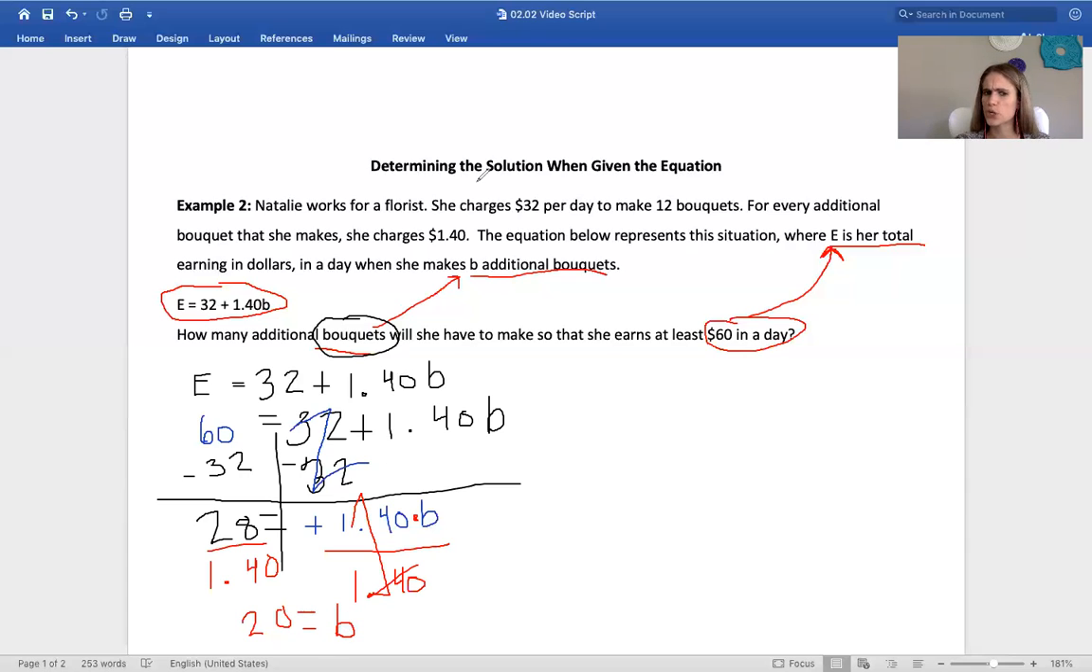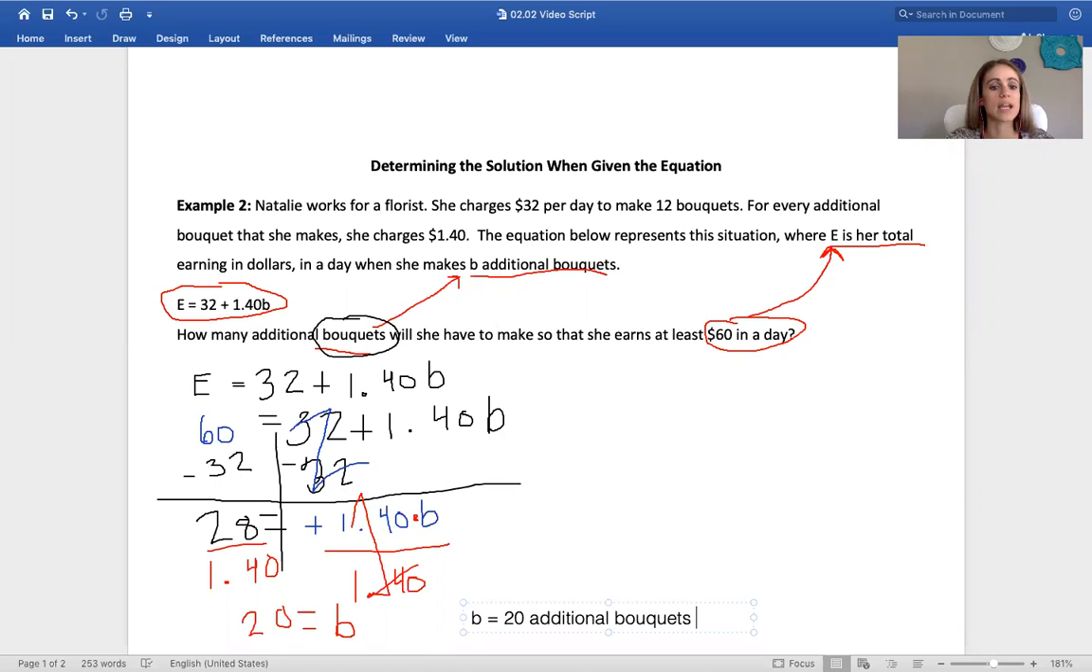Well, whenever we have a word problem, we want to label our answer. So what does B represent? We go back into the problem. B is additional bouquets. So B is equal to 20 additional bouquets. Now let's verify that we answered our question before moving on.